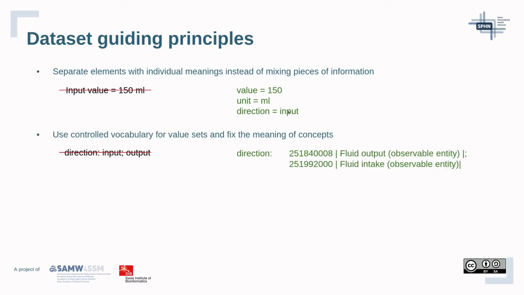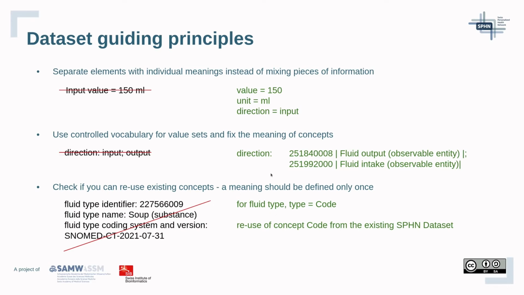Then use controlled vocabularies for value sets, and in order also to fix the meaning of the concepts. So for example, when you have a direction input or output, if you look into the SNOMED CT ontology, you would be able to find some terms or codes that you can refer to, so that fluid output is represented with this code and the fluid intake is represented with this code. So the direction can be defined with one of these two values. And finally, check if you can reuse existing concepts. A meaning should only be defined once.